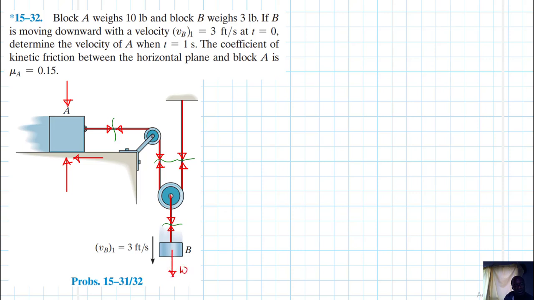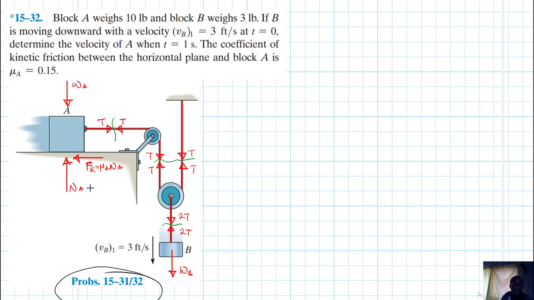Let's label this. This is WB. This is WA. This is NA. This is FK, which is just equal to mu A NA. So if this is T, this is T, the tension there, then this one becomes 2T. Alright, so if you look at this figure, we have two problems.